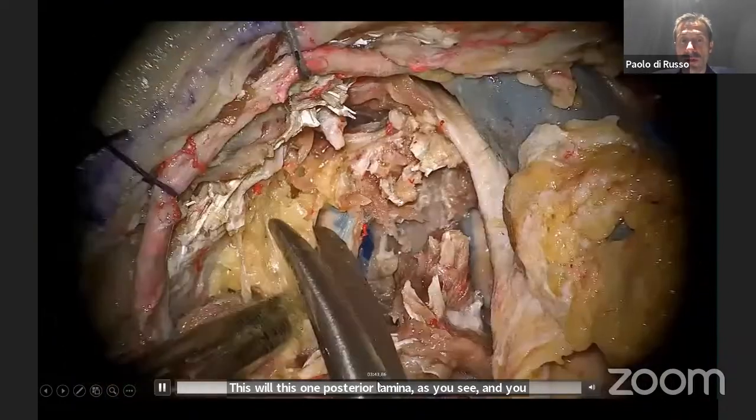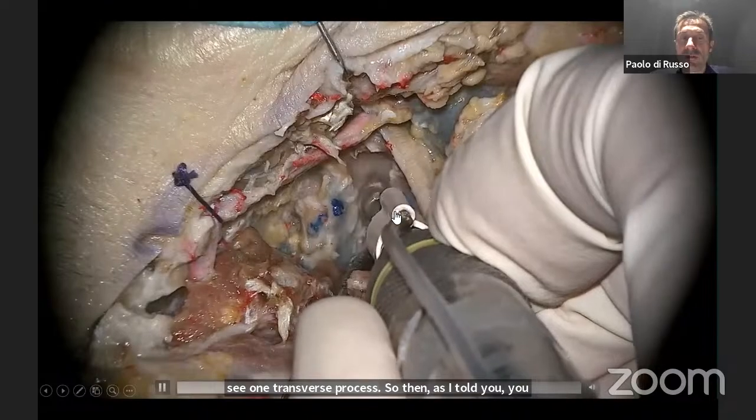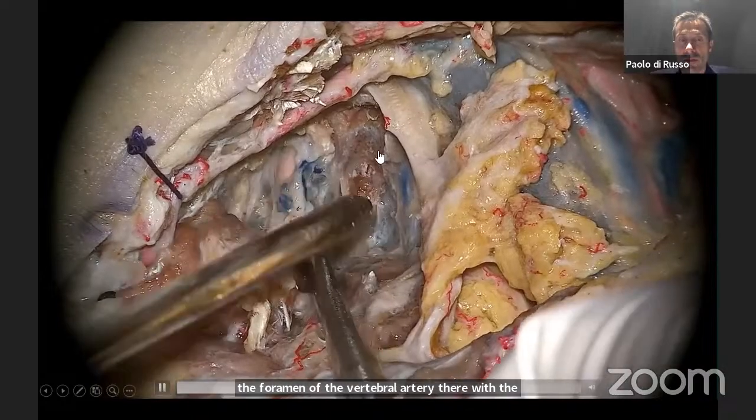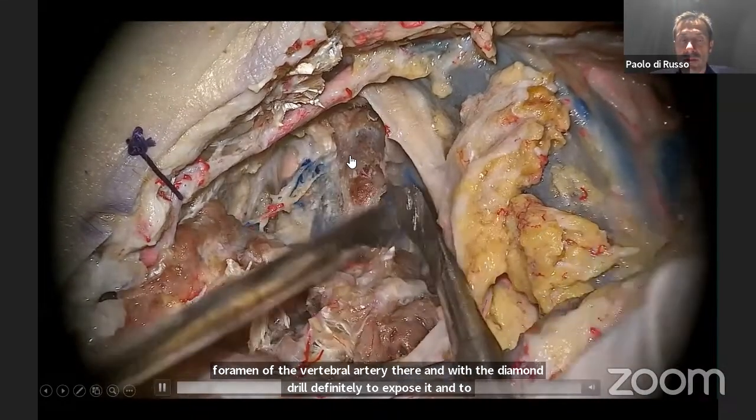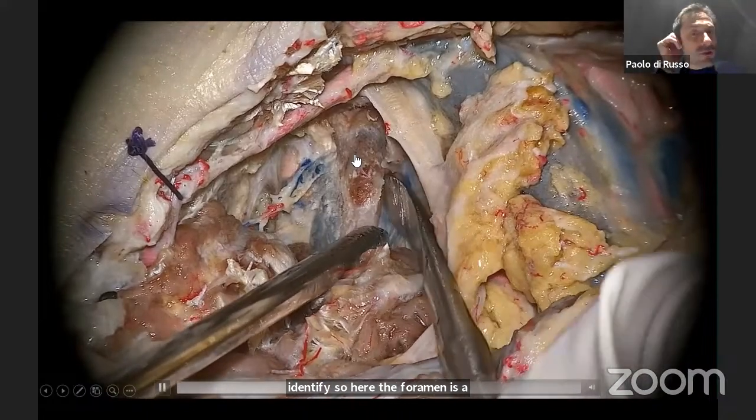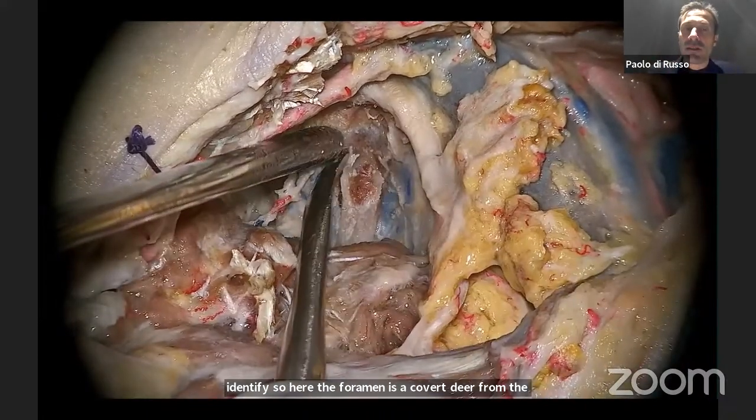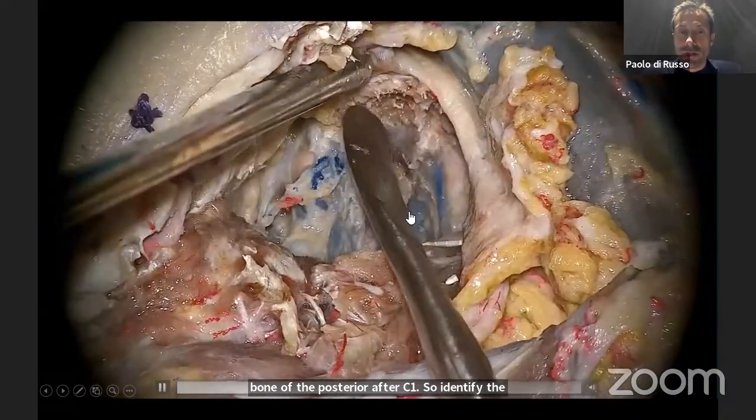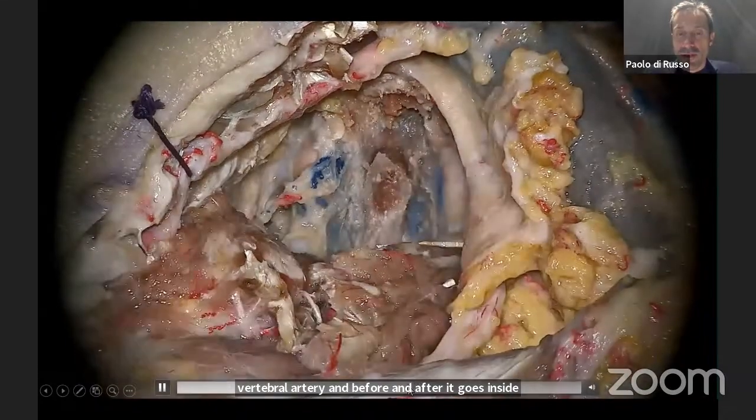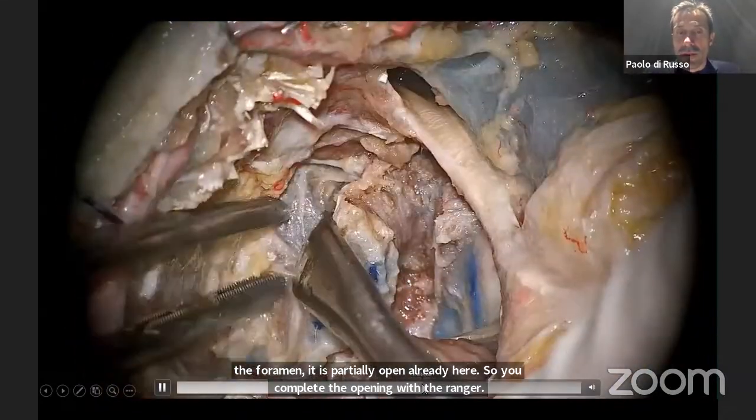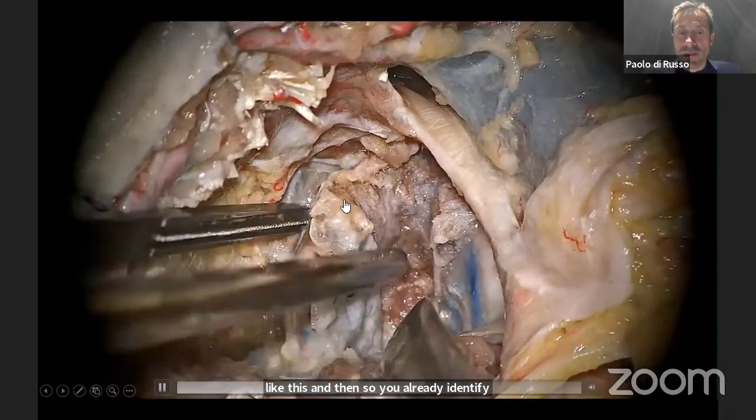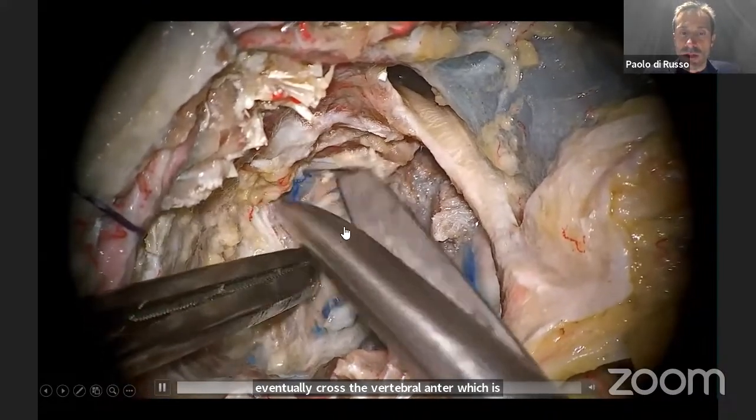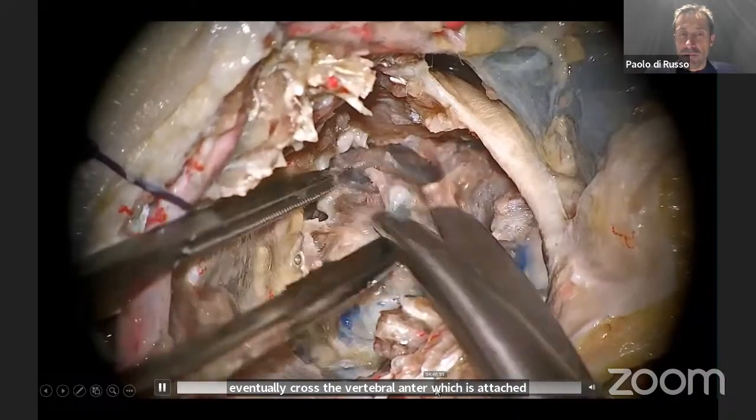Then, as I told you, you start to drill over the foramen of the vertebral artery with the diamond drill to expose it and identify it. Here the foramen is covered by the bone of the posterior arch of C1. You identify the vertebral artery before and after it goes inside the foramen, which is already partially open here. You complete the opening with the rongeur like this, and then you're ready to identify and eventually transpose the vertebral artery, which is touched, as you can see, by this periosteal sheath that you definitely want to preserve in patients.